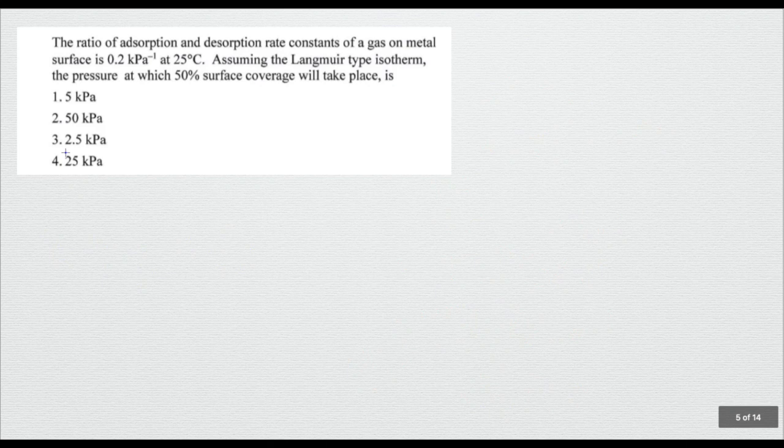All right, so the next question is: in terms of the ratio of the adsorption and desorption rate constants, the gas on the metal surface is 0.2.